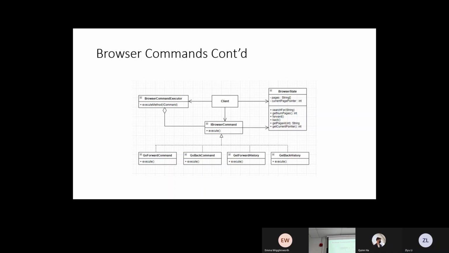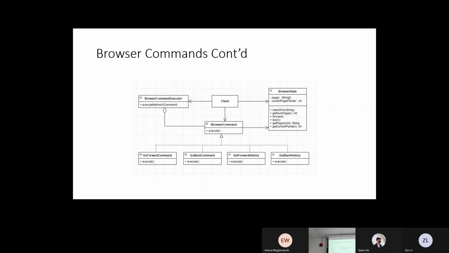Basically, that provides the concrete building blocks for the commands that we're going to use. Each of these commands will use these functions to achieve their desired functionality. You might imagine that get back history might call the get current pointer, and then do a for loop from that pointer down to 0 to print all the pages before. That's one implementation, and all of them will have a unique implementation.